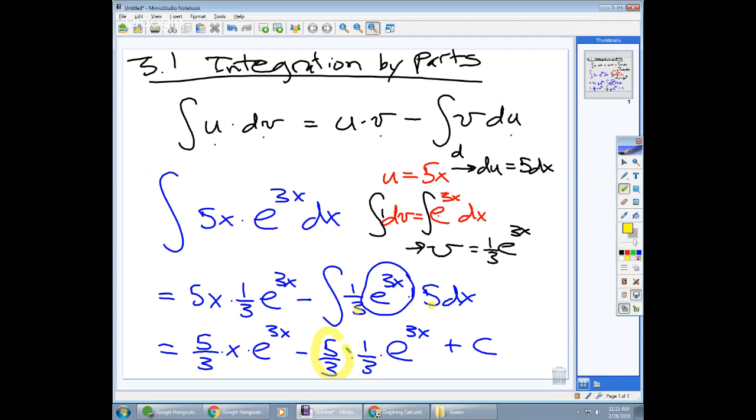Could this be cleaned up a little bit? I guess I could factor the 5/3 and the e to the 3x out of each of those, but it doesn't really make things much better. So that's good enough.